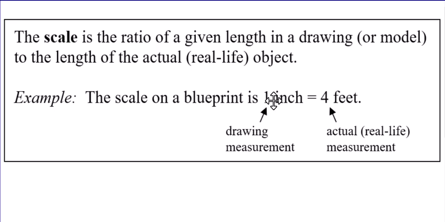The number on the left is the drawing measurement. The number on the right is the actual real life measurement. So what this is telling you is every 1 inch of length on the blueprint corresponds to 4 feet in actual real life for whatever this blueprint is created for.